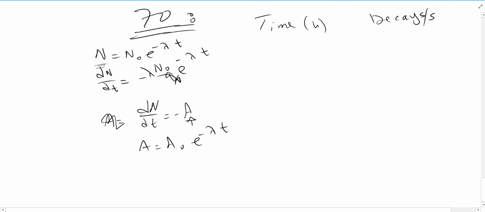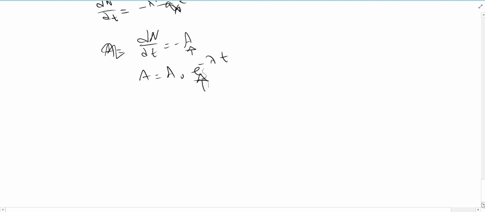So the activity and the number of the actual elements are proportional to one another. This is a property of the exponential: the exponential is basically its own derivative. What they gave you in this case is the activity, not the actual number of elements. What you're supposed to do is plot the natural log, ln of A, which should be a constant, ln of A naught, minus lambda t.